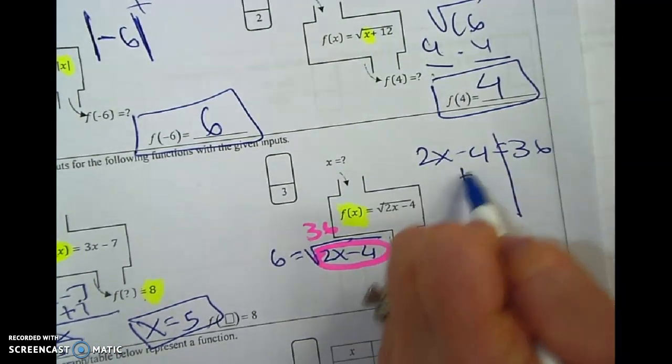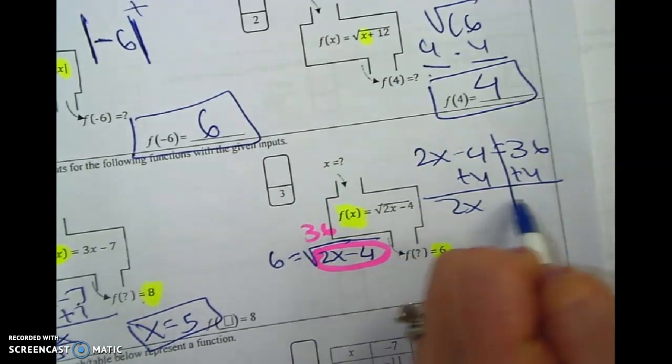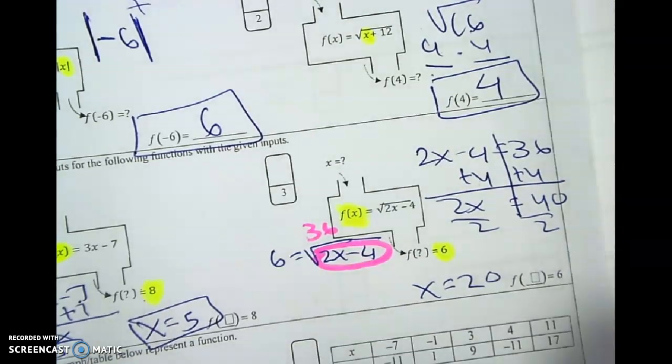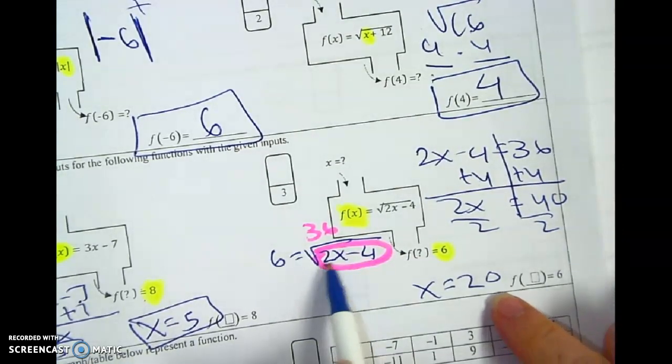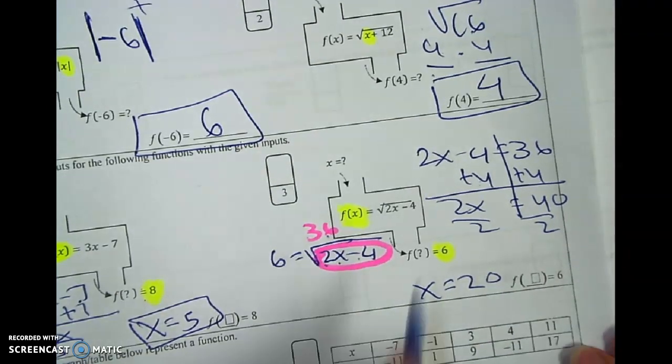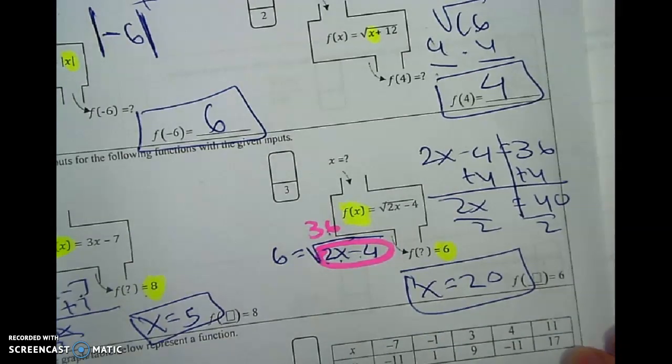Who's going to move? X equals 20. Let me show you what I mean. If I go 2 times 20, that's 40, minus 4 is 36, and the square root of 36 is 6. Okay, let's go to the next one.